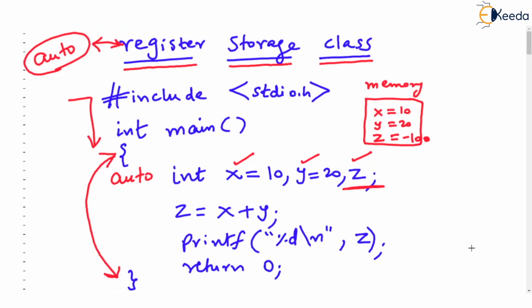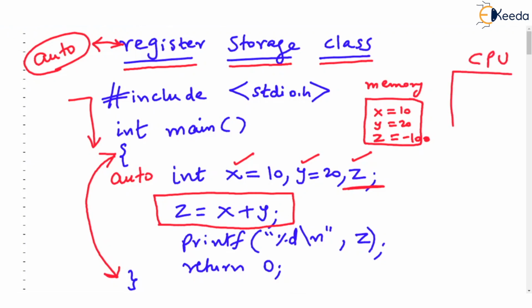And now what happens really during this line? z is equal to x plus y. Obviously, z should become 30, 10 plus 20. But the problem is that memory cannot add, memory cannot process. Memory is meant only for storage. And here we want to process x and y. We want to add them and store the result in z. Then here comes CPU, central processing unit, or simply processor, whatever Intel processor, whatever kind of processor.